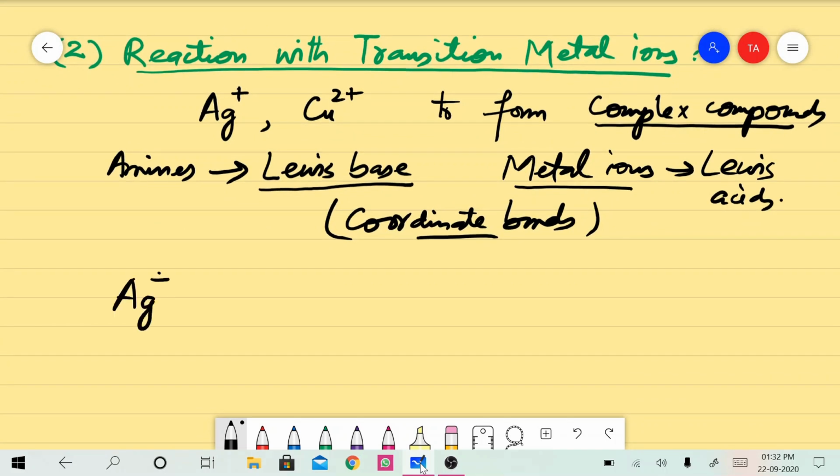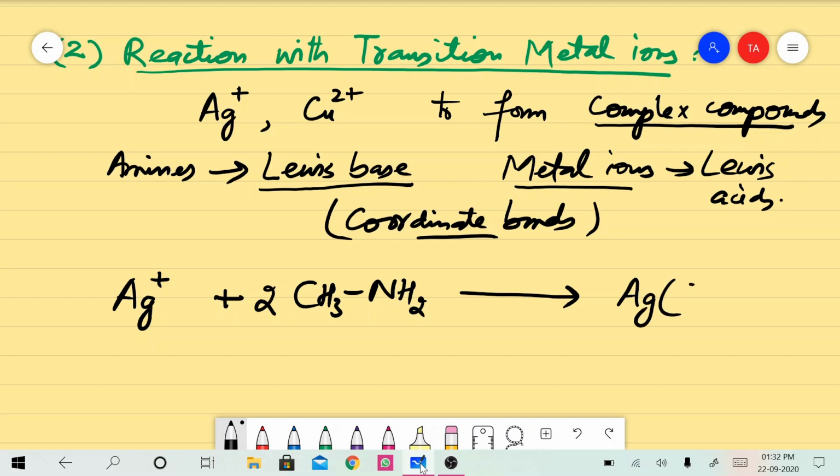For example, when silver ions in the form of some salt are treated with an amine, let us suppose मिथाइल अमाइन, तो मिथाइल अमाइन के दो मॉलिक्यूल्स सिल्वर के एक आयन के साथ कंबाइन होते हैं, इस तरह से and a complex ion is formed.